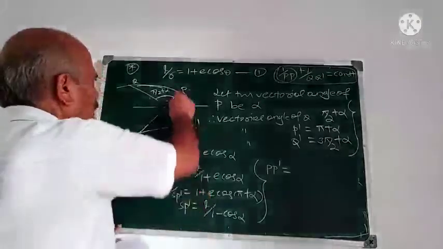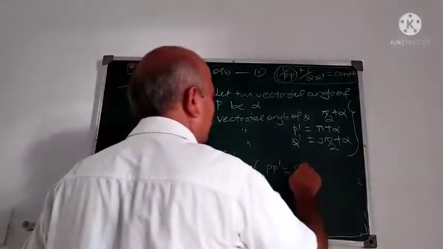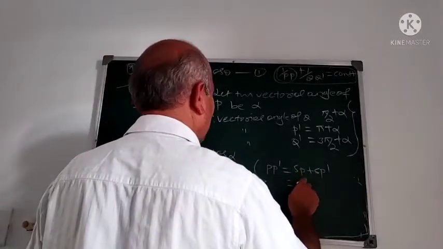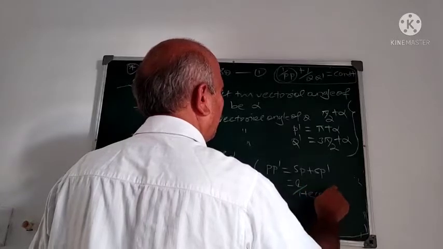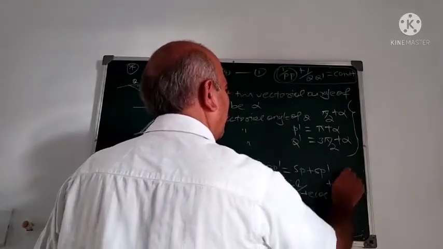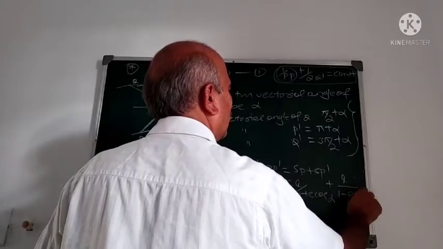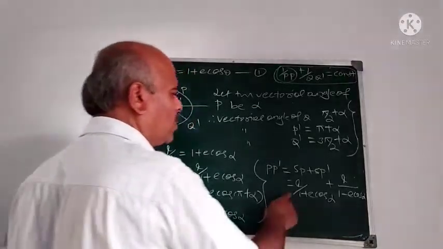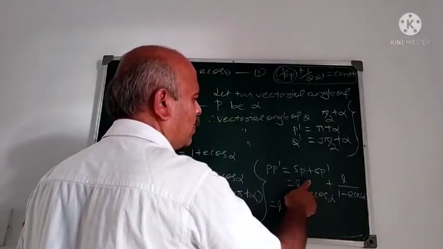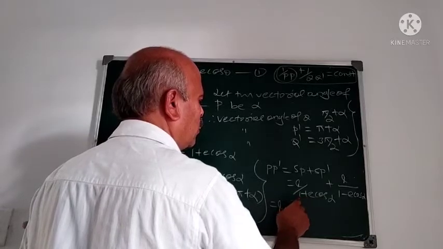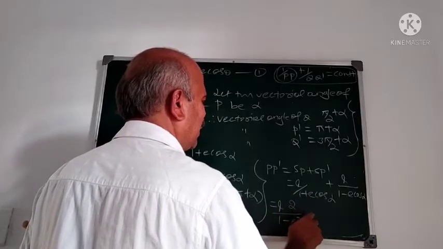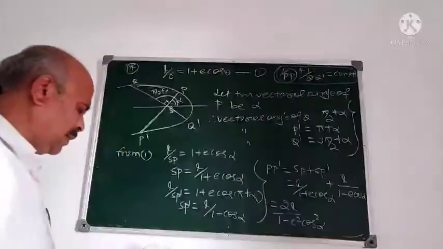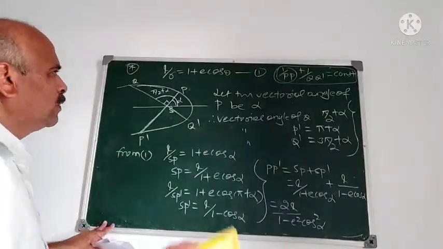Now P dash from the figure, what is P dash? It is SP plus SP dash. What is SP? SP is L by 1 plus E cos alpha plus L by 1 minus E cos alpha. Therefore it is L into, take L common, 1 minus E cos alpha plus 1 plus E cos alpha, therefore 2 by 1 minus E square cos square alpha. So what is P dash? 2L by 1 minus E square cos square alpha.